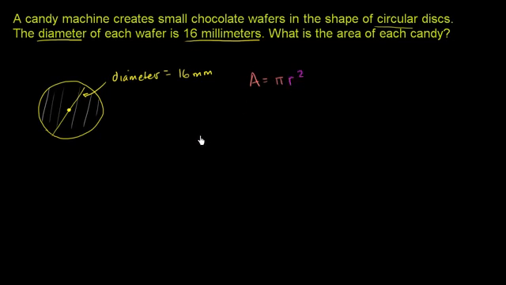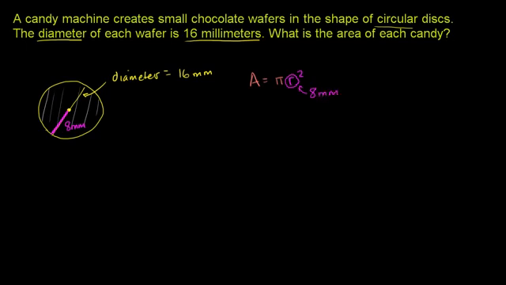And you say, well, they gave us a diameter. What is the radius? Well, you might remember the radius is half of the diameter. It's the distance from the center of the circle to the outside, to the boundary of the circle. So it would be this distance right over here, which is exactly half of the diameter. So it would be 8 millimeters. So where we see the radius, we could put 8 millimeters.